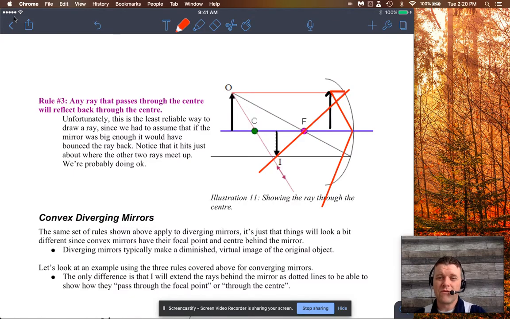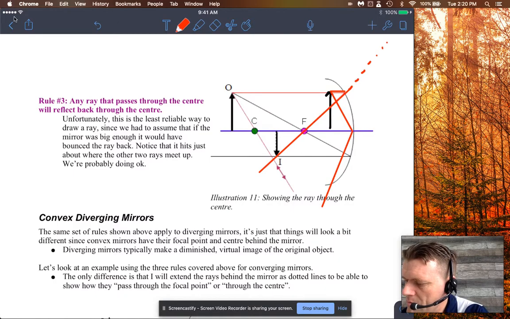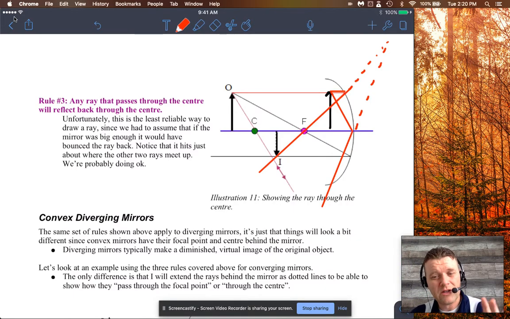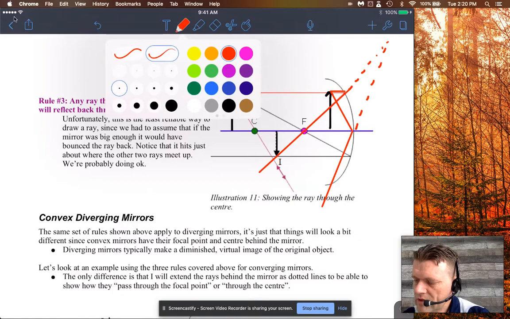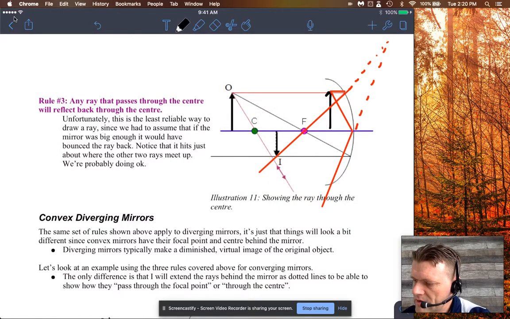Now there's no convergence though, so you can see on the same side of the mirror, the rays of light aren't converging. But what's interesting here is if you extrapolate these lines back behind the mirror, they actually do converge. Okay, and I draw them as dotted lines because it's a virtual line. And it would create a virtual image.